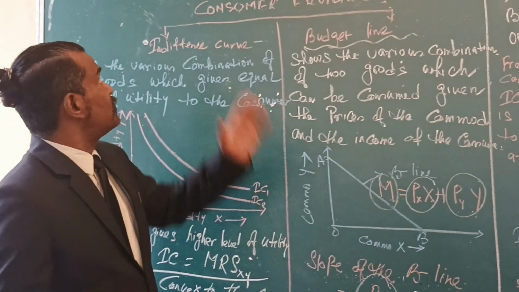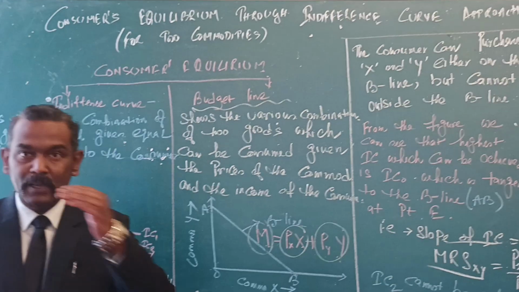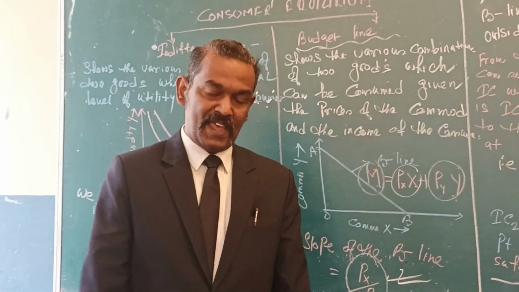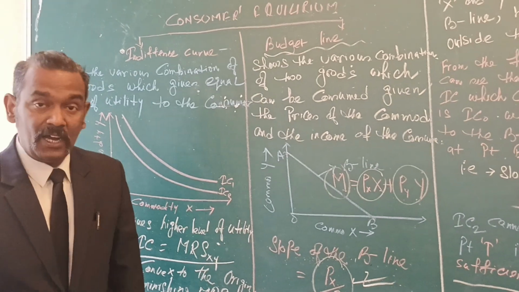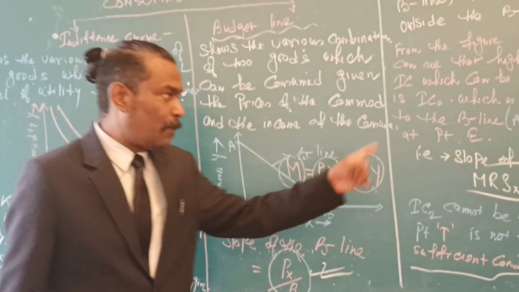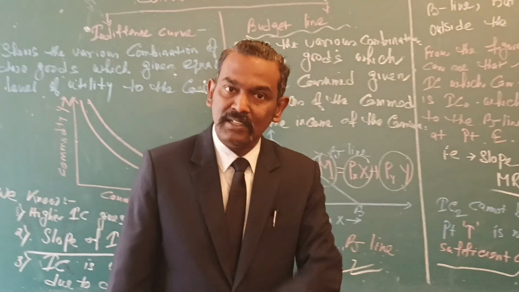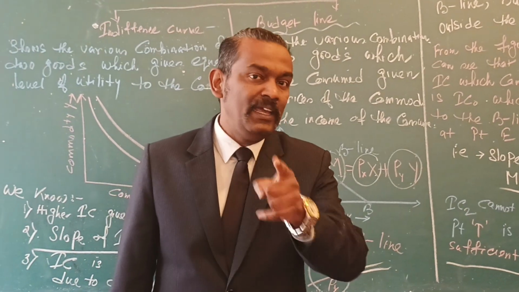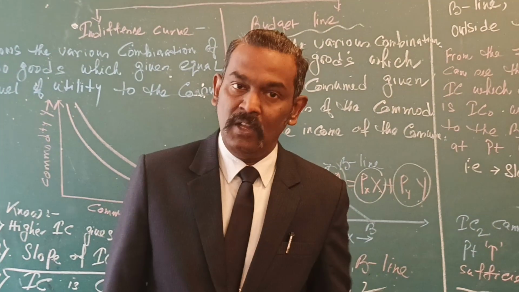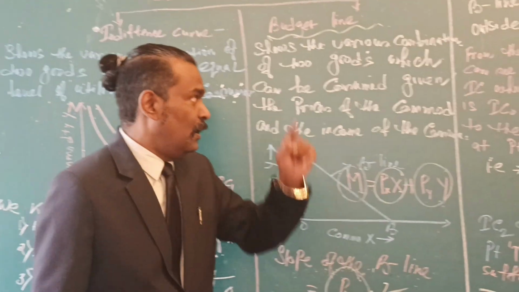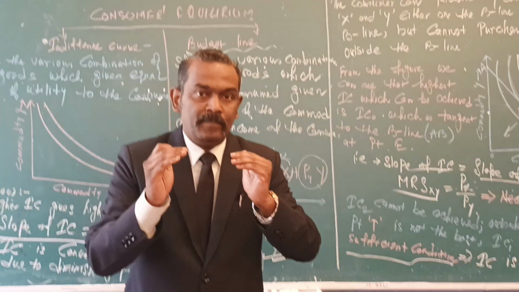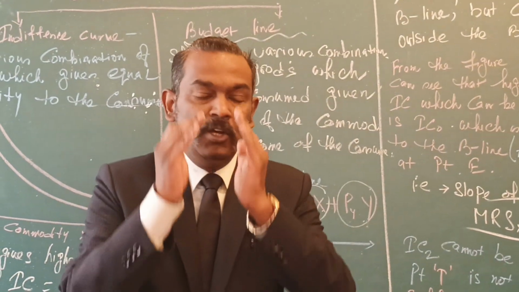So, my dear boys and girls, this consumer's equilibrium through the indifference curve approach is one of the important topics for your ICSE, for your ISC, for your CBSE, and for any type of competitive exam. So, what are the two conditions we got? The two conditions for the consumer's equilibrium are: number one, the slope of the indifference curve must be equal to the slope of the budget line. That is, the marginal rate of substitution between X and Y will be equal to the ratio of the price of X to the price of Y. This is the necessary condition, or the first order condition. Then, the second order condition, or the sufficient condition, for the consumer's equilibrium is that the indifference curve must be convex to the origin.